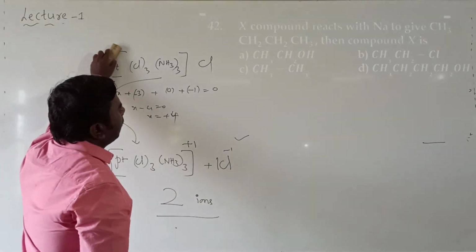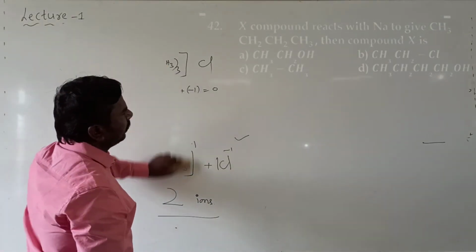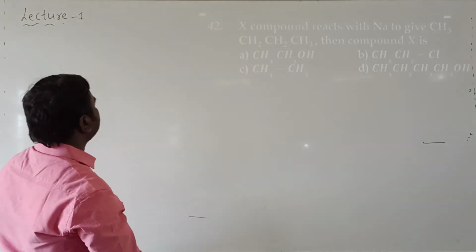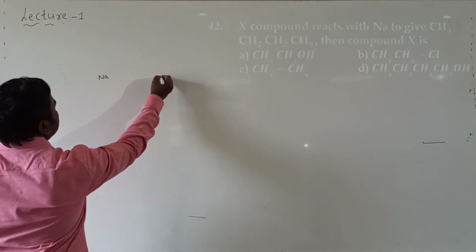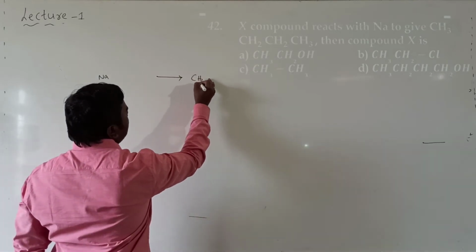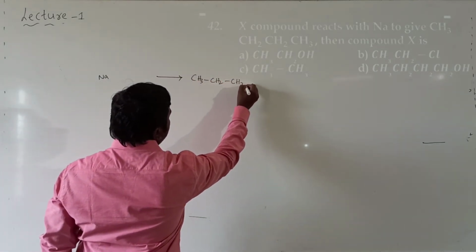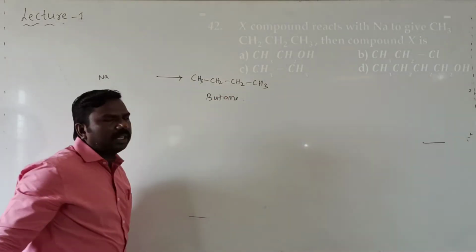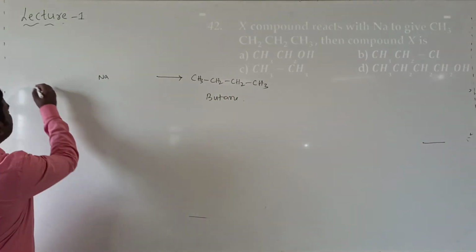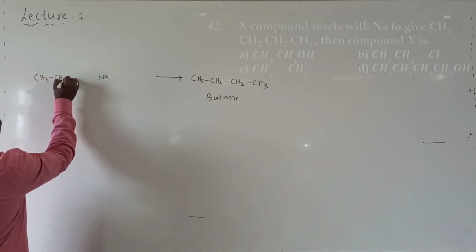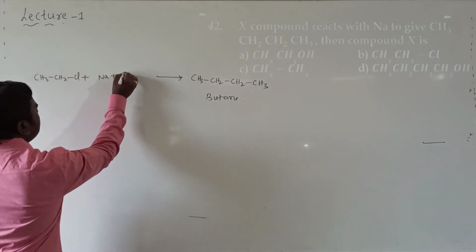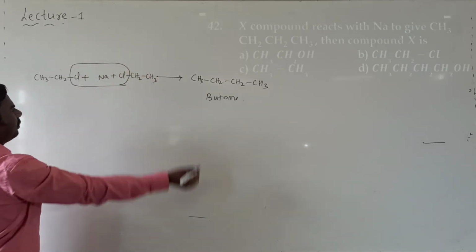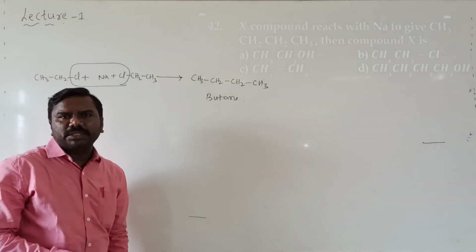42. Compound X reacts with sodium to give butane. The compound X will be, with sodium, CH3CH2CH2CH2. It is butane. Sodium with the alkyl halide gives CH3CH2Cl plus ClCH2CH3. Yes, it is Wurtz reaction.